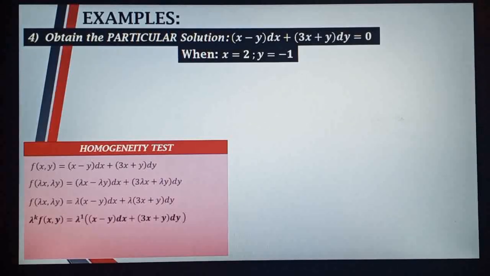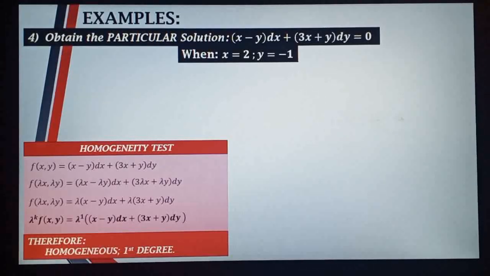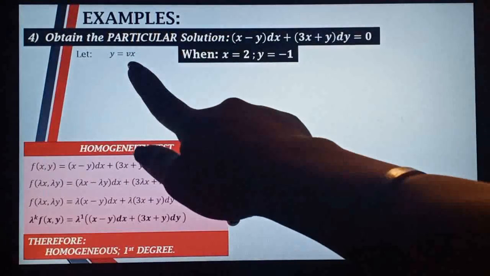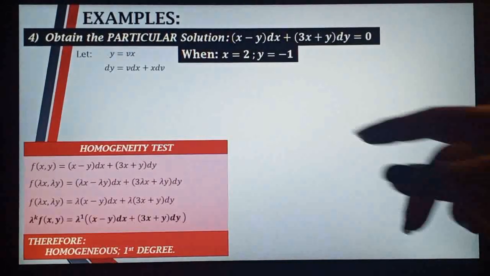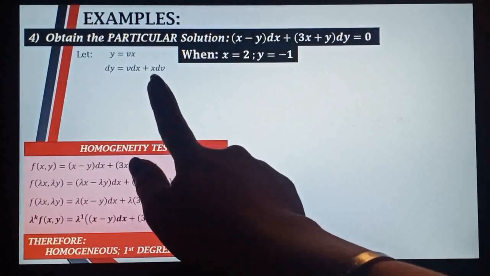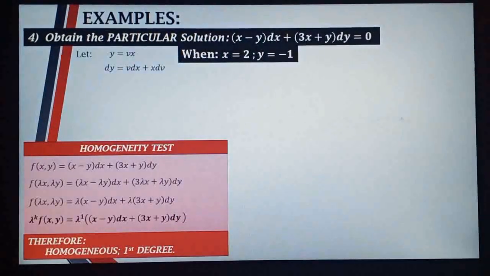You will now have lambda raised to 1 multiplied to the original equation which is x minus y dx plus 3x plus y dy. So napalabas natin yung original equation multiplied to lambda raised to k. So this is homogeneous by first degree since k is equal to 1. So we need to let y equals vx. Then the dy is v dx plus x dv. So, substitute na natin si y and si dy sa equation.